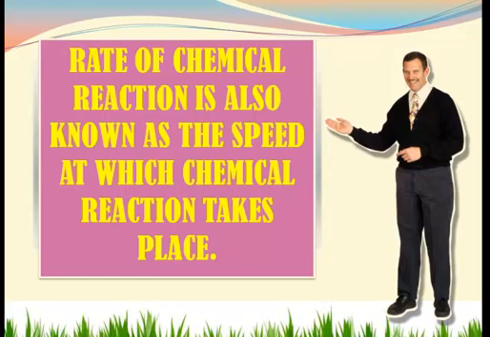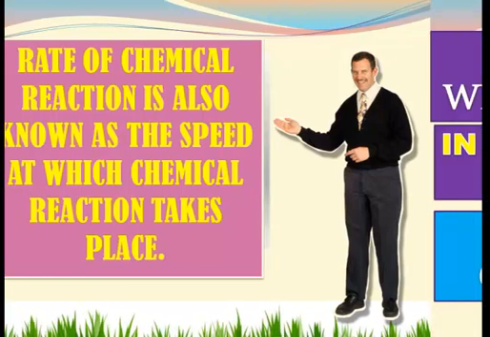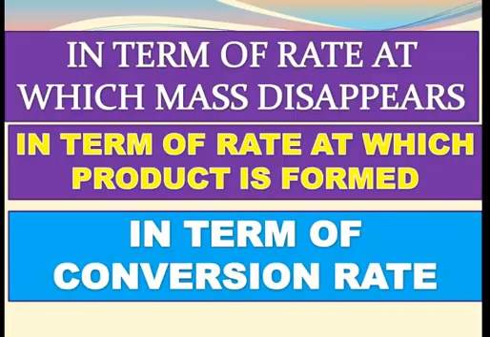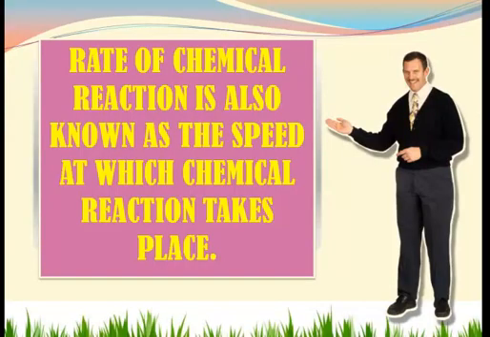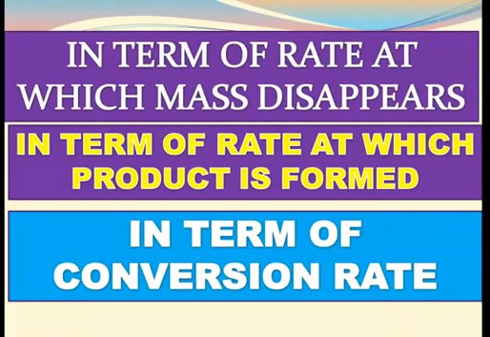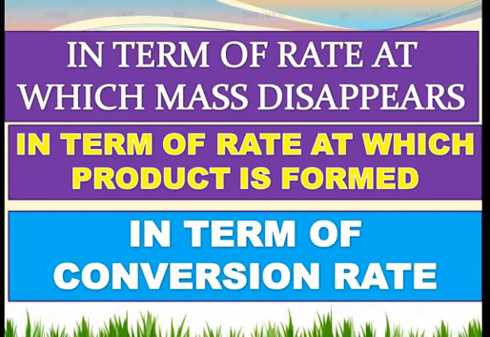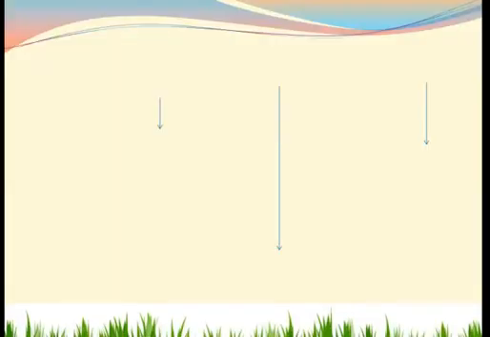And let me quickly take us through rate of chemical reaction. You see, rate of chemical reaction is also known as the speed at which a chemical reaction takes place. Now, the rate of chemical reaction can be defined in three ways.